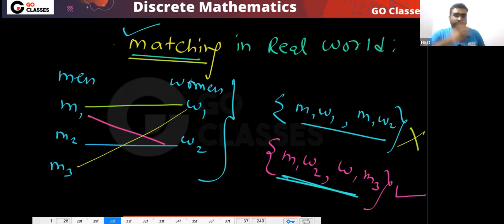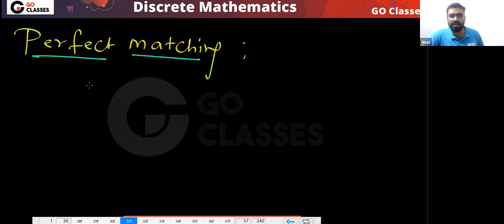What do you think, from the marriage scenario? What is the perfect matching? See here, if you notice, M2 has no wife. So this is not a perfect matching, right? Yes or no? So basically, perfect matching means all the vertices must be covered.